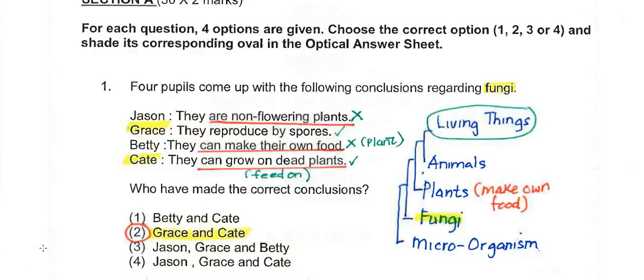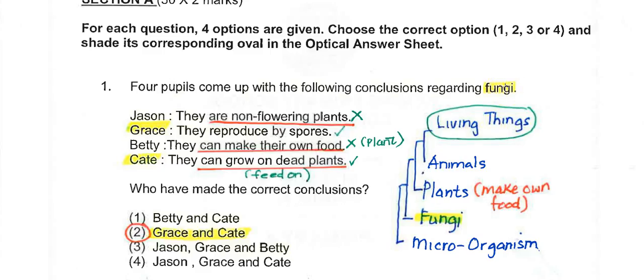Okay, this is CT2 Science, 2015. Multiple choice, 30 questions. All right, number one, four pupils came up with the following conclusion regarding fungi.